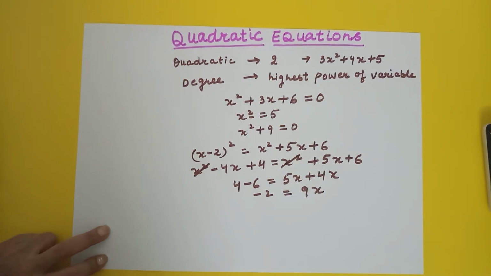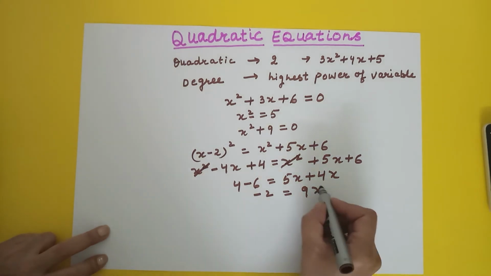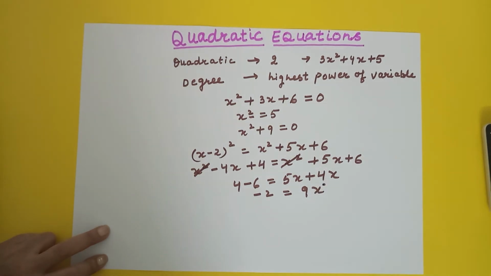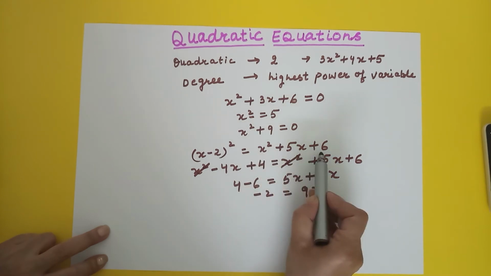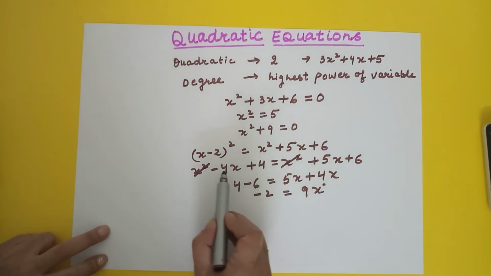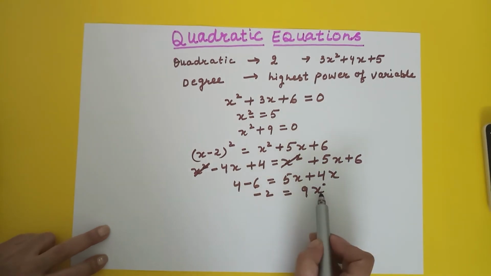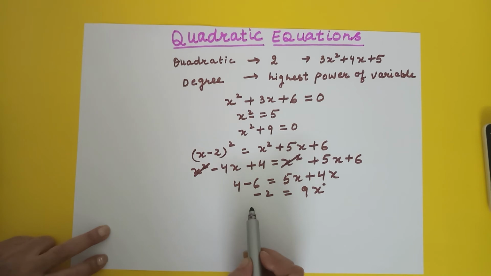So can we say that it's a quadratic equation? No. Why? Because the degree of the variable is not 2. When you looked at the equation first, it looked like a quadratic equation, right? But when you solved it, you found that the degree was not 2. So the key is to simplify the equations first and then check whether it is quadratic or not.